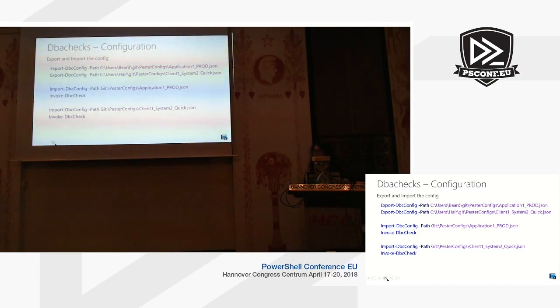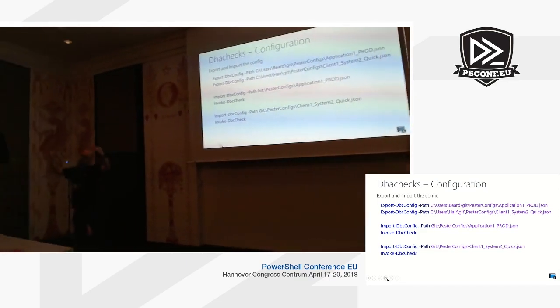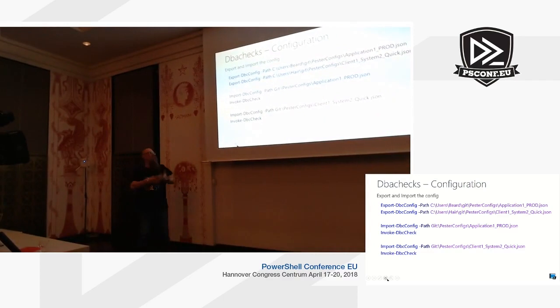So this is our runbook for this scenario. I am a production SQL DBA, working on application one production. I set up all my configuration with set DBC config. I set the instance values and the max latency and the backups and all of those things that are required. And there are 80 tests there. Then I export that config and put it in Git because I'm a good and dutiful person. I know that source control is important. And it's application one prod JSON, so we all know what it is.